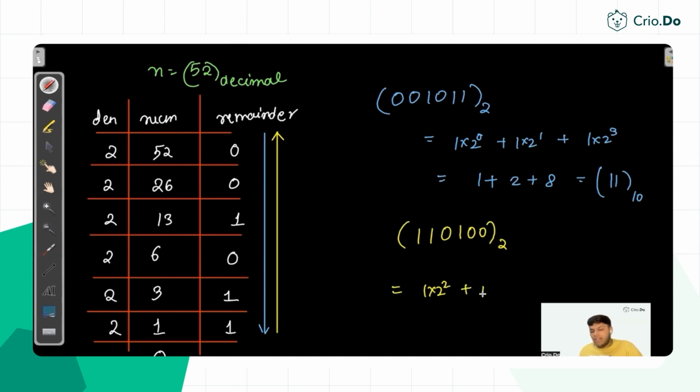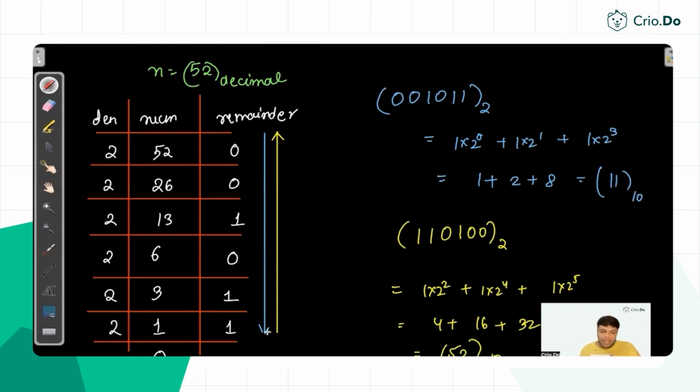2 raised power 4 will be 1 into 2 raised power 4, and then again 1 into 2 raised power 5. So what will be the output? Output will be 4 plus 2 raised power 4, which is 2 into 2, 4, 4 into 2, 8, 8 into 2, 16. And then 2 raised power 5 will be 32. So what will be the sum? Sum will be 20 plus 32, which will be 52. And that is what we require. That was the input.